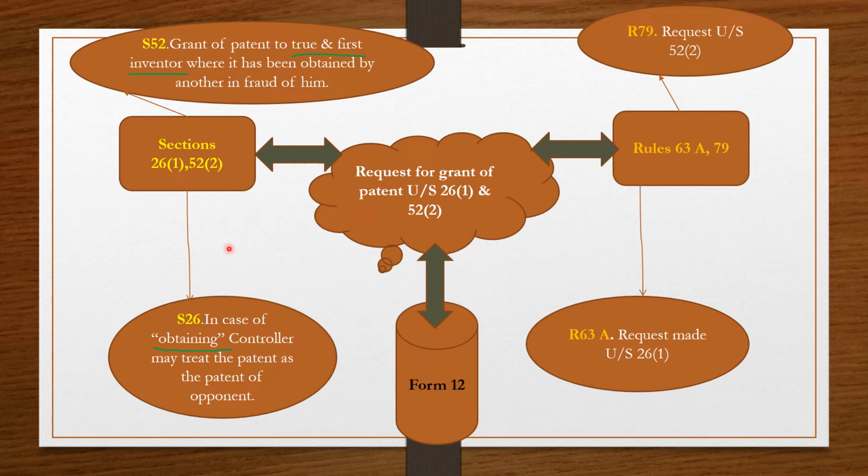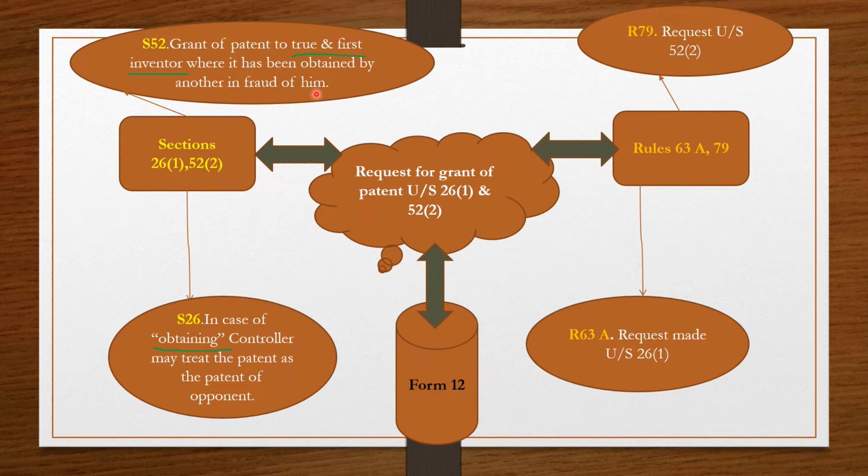Okay, that means here if the true and first inventor is cheated by someone, we can say actually he or she is the deserving candidate for getting the grant of the patent. But if someone has taken the invention from him or her by doing some fraud, then this section deals with this. That means it will always grant the patent to the true and first inventor. That's why the title is grant of patent to true and first inventor where it has been obtained by another in fraud of him.